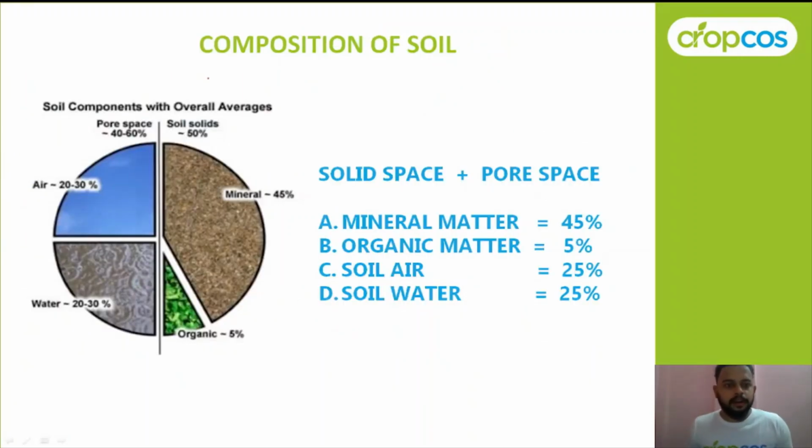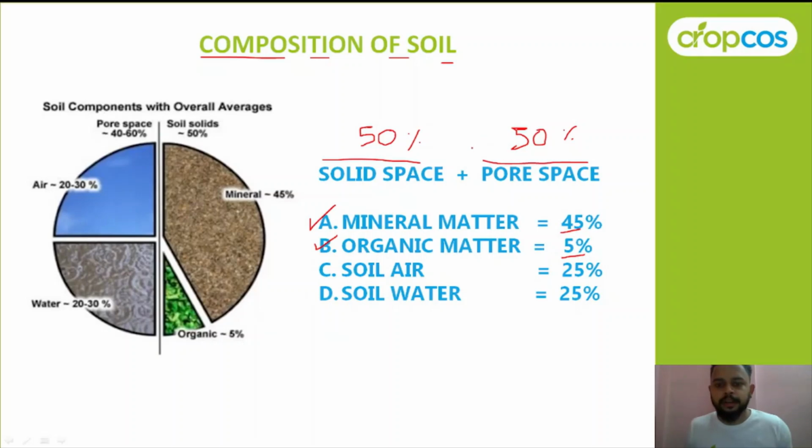यहाँ पे here composition of soil. Just imagine आपने handful of soil लिया. You have taken a handful of soil. Okay. Now उसमें क्या है? First thing is it will be comprising of solid space and pore space. Both 50-50. 50% solid space and 50% pore space. So 50% solid space में you will have 45% mineral matter and 5% organic matter.